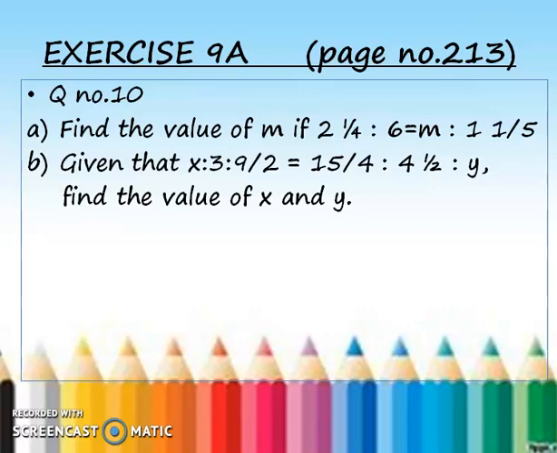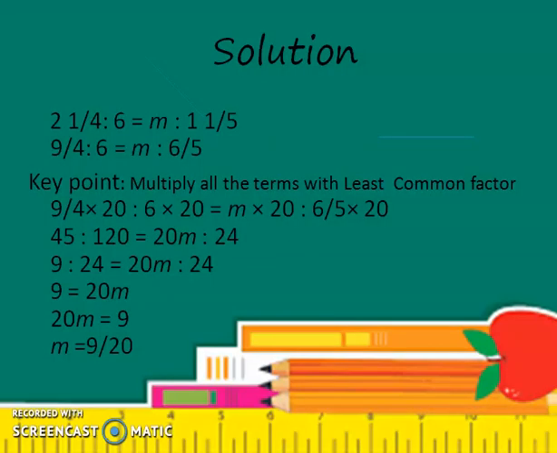Here the ratios have been given, and we have to find the values of the unknowns. In the first part the unknown is m, and in the second part there are two unknowns, x and y. We will first find the value of m from the first part. Here is the statement that was given in the question: 2 whole 1 by 4 ratio 6 is equal to m ratio 1 whole 1 by 5.